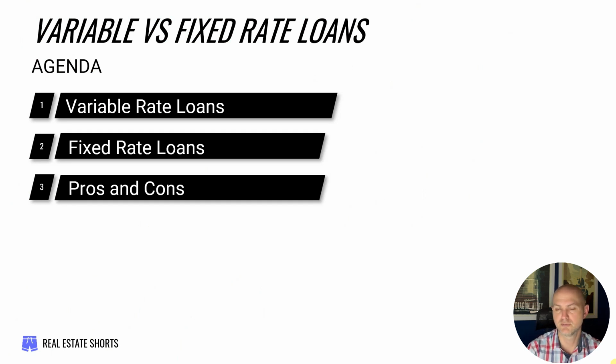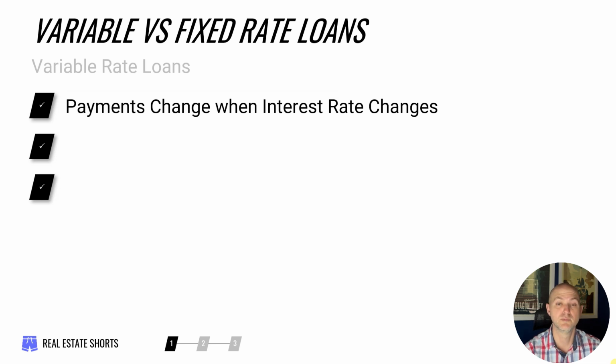And I think really the best way to do this is to just compare the two options, right? What does a variable rate payment mean? What does a fixed rate payment mean? And what are the pros and cons to help you choose between the two? So let's start off with variable rates.